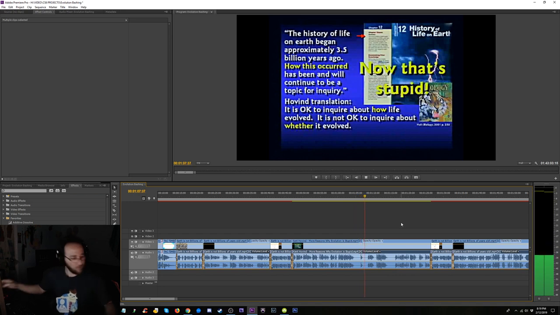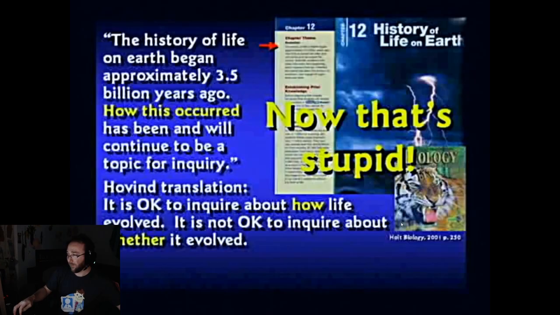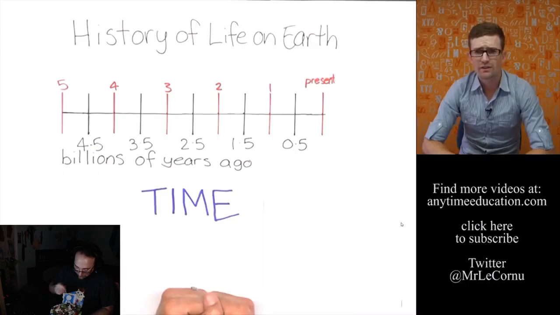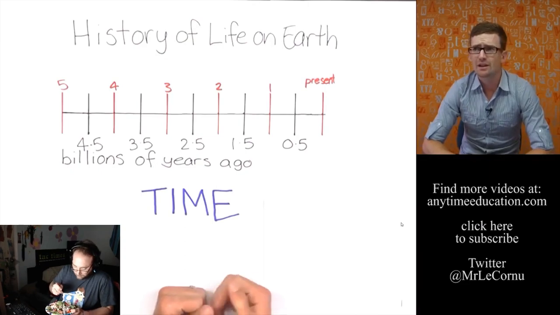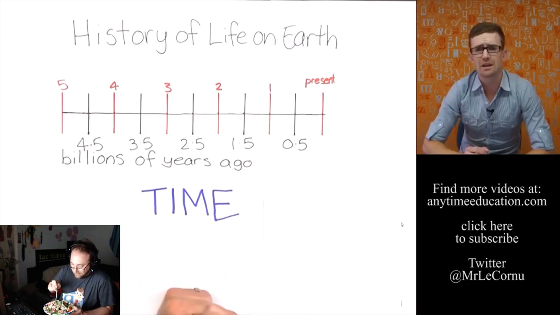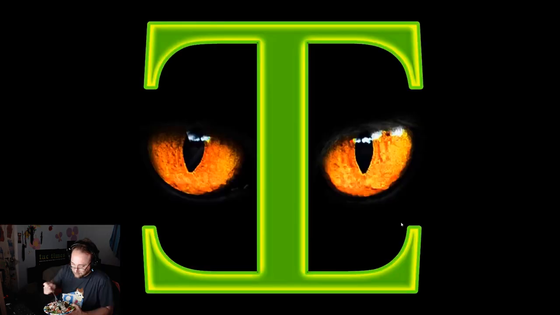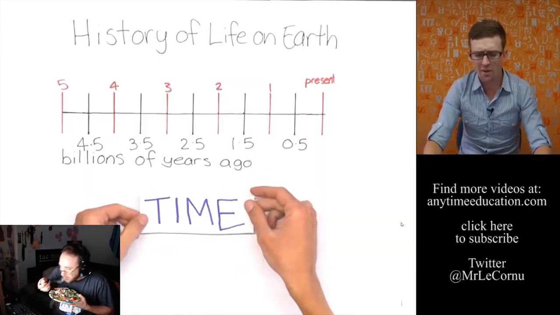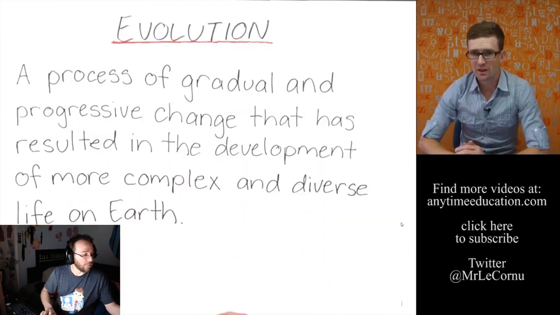That's stupid. Is this education or indoctrination? Hey kids, we know life evolved. Now you got to try to figure out how it happened. How about if we even question, did it evolve? Oh no, you can't question that. We know it evolved. Now just figure out how it happened. That's not education. That's indoctrination. That gives you an understanding of how much time there has been for evolution to take place. We need to realize that time is the critical factor here.